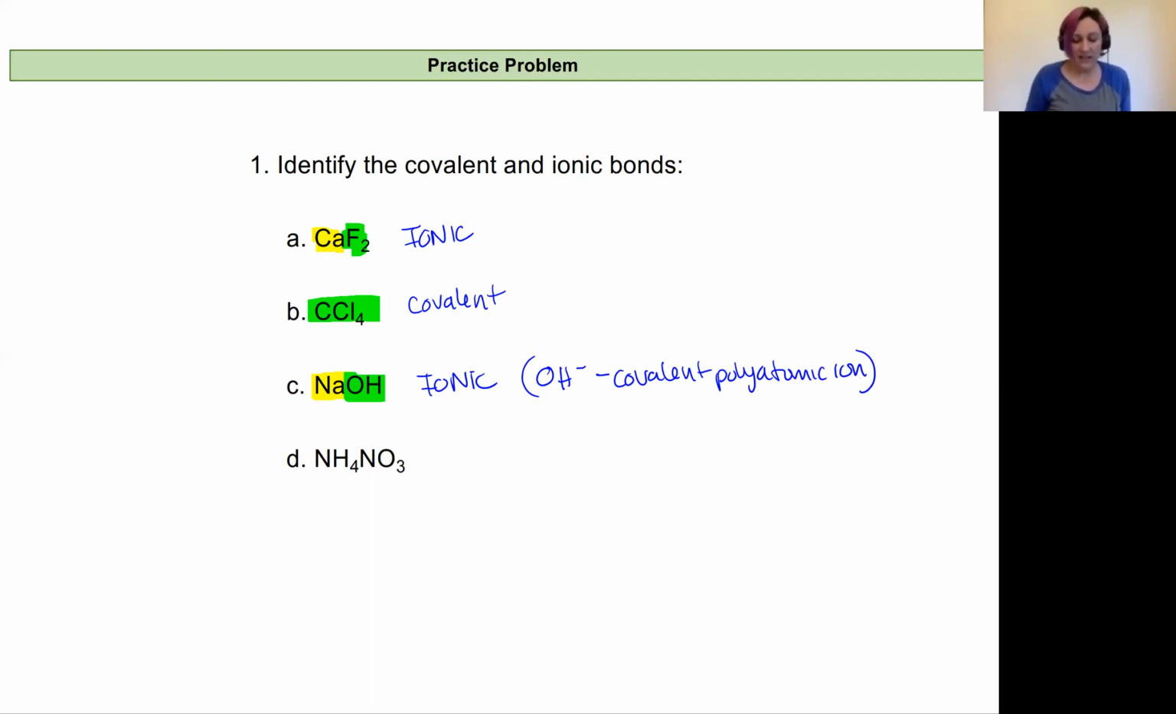All right, next one. I have NH4NO3. These are all nonmetals. So I might say it's covalent. Looking at this, and this one's thrown in here to be a little bit tricky. Looking at this, though, the way it's written is providing a hint. The nitrogens are not grouped together at all. Like it doesn't say N subscript 2.